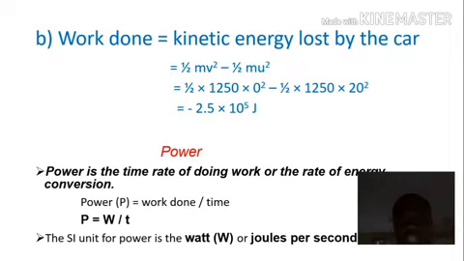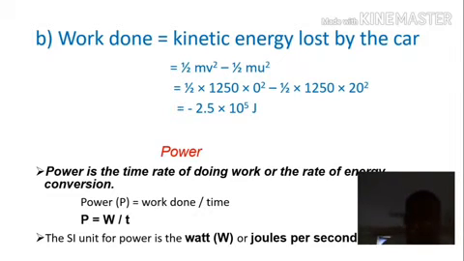Part B, work done. Work done is the change in kinetic energy, or kinetic energy lost by the car. Recall the formula of kinetic energy: half mv squared minus half mu squared. V is 0 because the final velocity is 0. U is the initial velocity, 20 meters per second, and mass is 1250. Substituting the figures, you get negative 2.5 times 10 raised to power 5 joules.